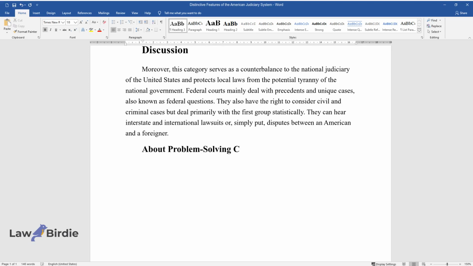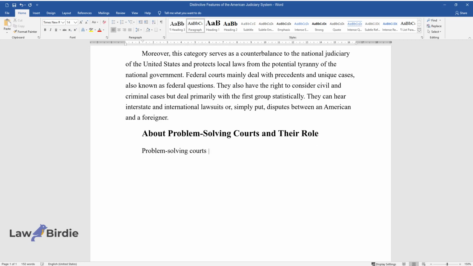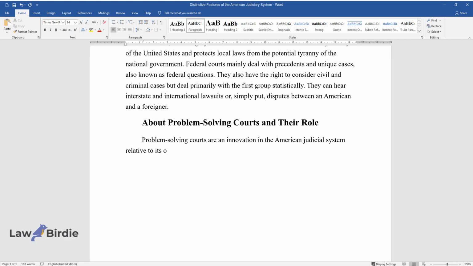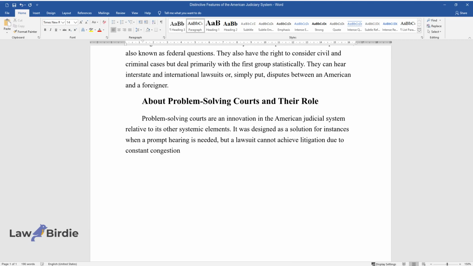About problem-solving courts and their role. Problem-solving courts are an innovation in the American judicial system relative to its other systemic elements. It was designed as a solution for instances when a prompt hearing is needed, but a lawsuit cannot achieve litigation due to constant congestion in the civil and national courts.